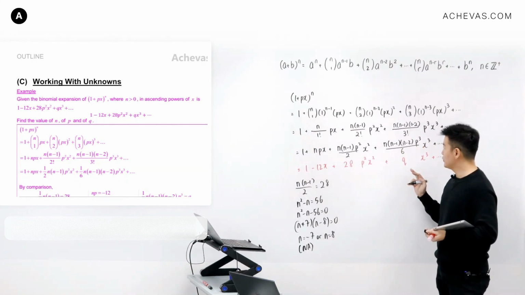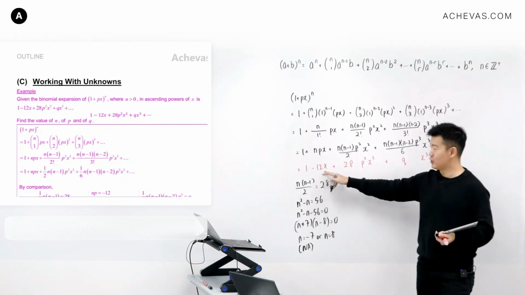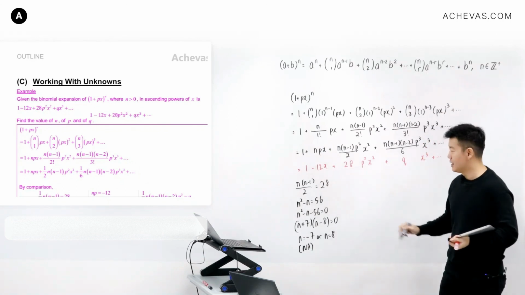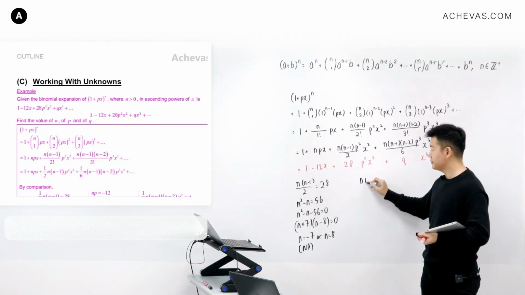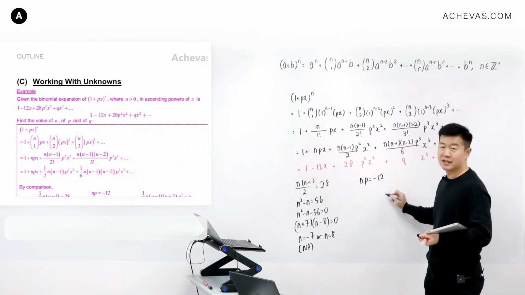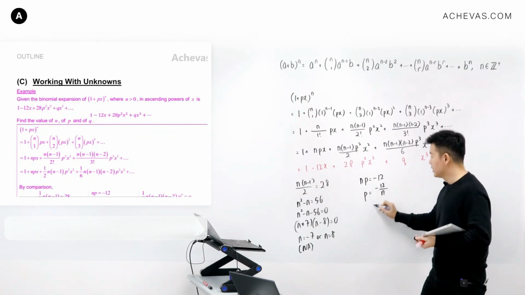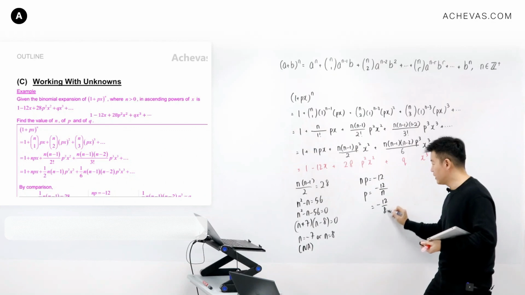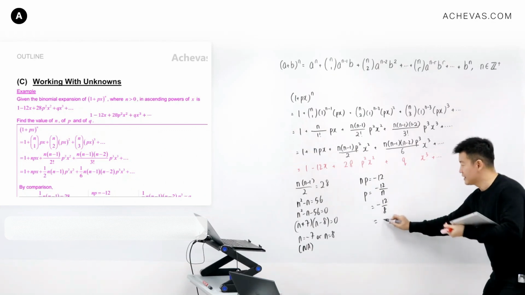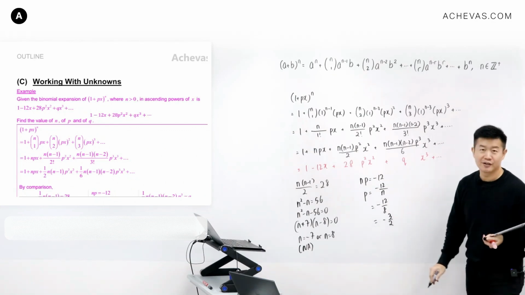And now I'm going to make use of this to find p. So n times p is minus 12, which means that p is going to be equal to minus 12 over n. So it's going to be minus 12 over 8. This gives me p as minus 3 over 2.